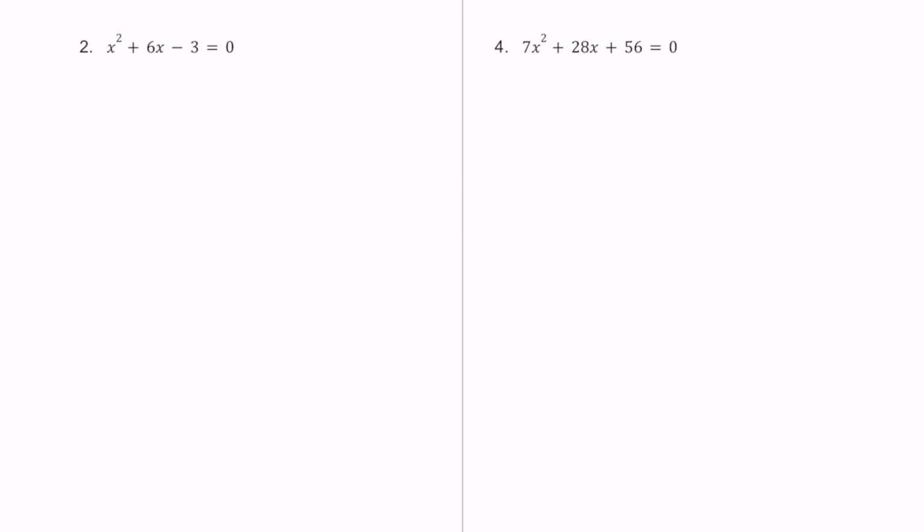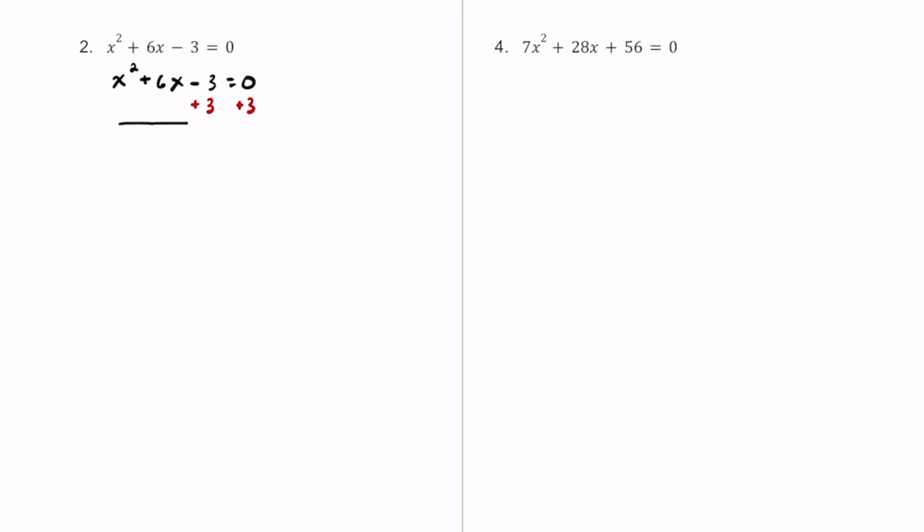All right, so for number 2, we have the equation x squared plus 6x minus 3 is equal to 0. So I'm just going to start by writing the equation again one more time here. So we have x squared plus 6x minus 3 is equal to 0. And what we want to do is get the constant alone to the other side. So I'm just going to start by adding 3 to both sides of this equation.